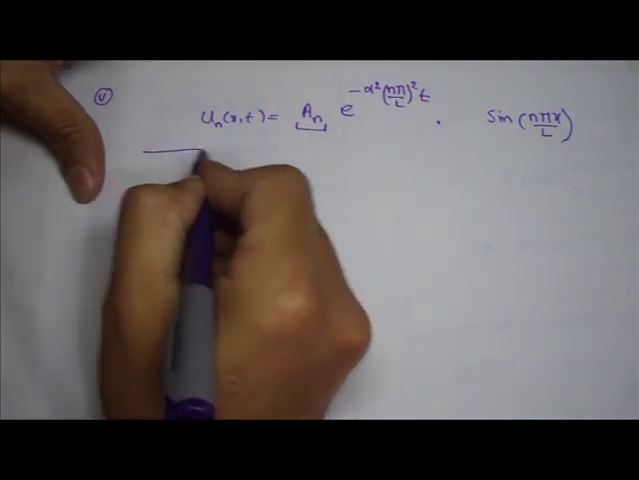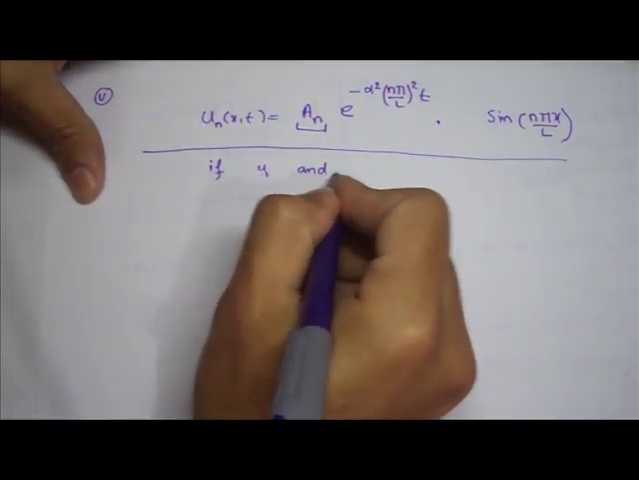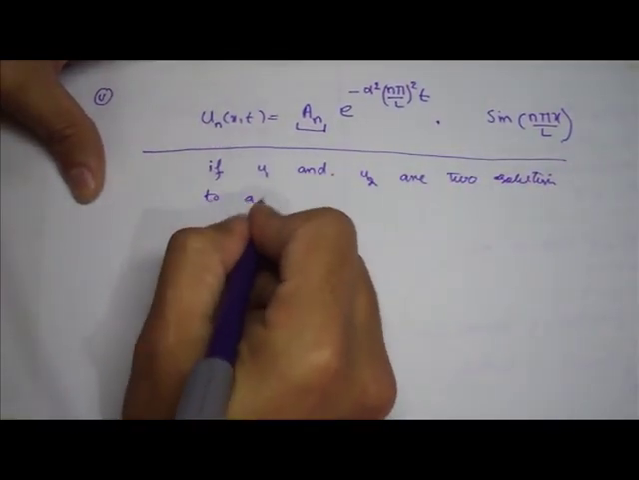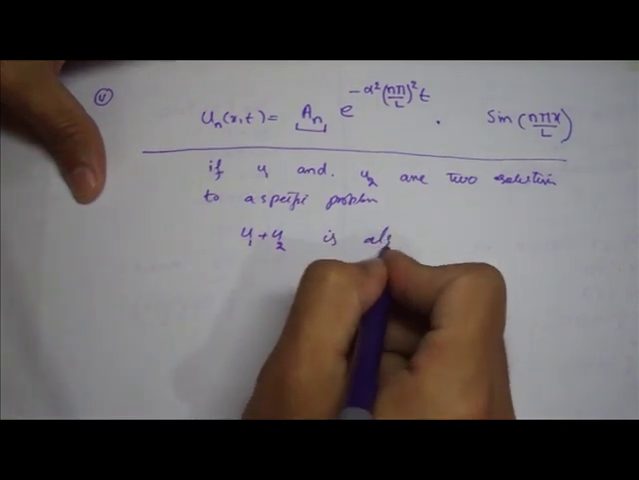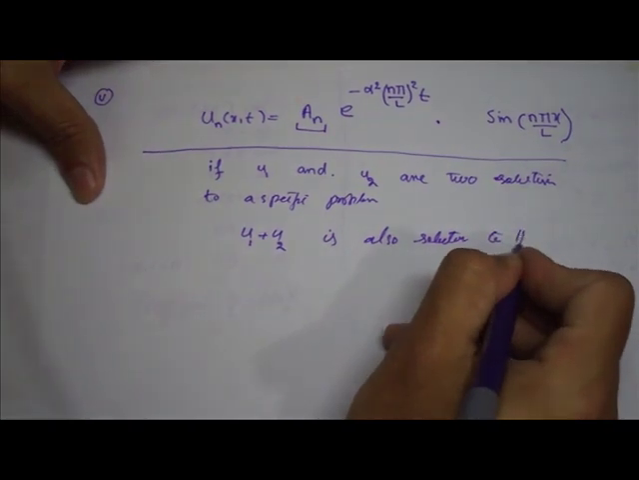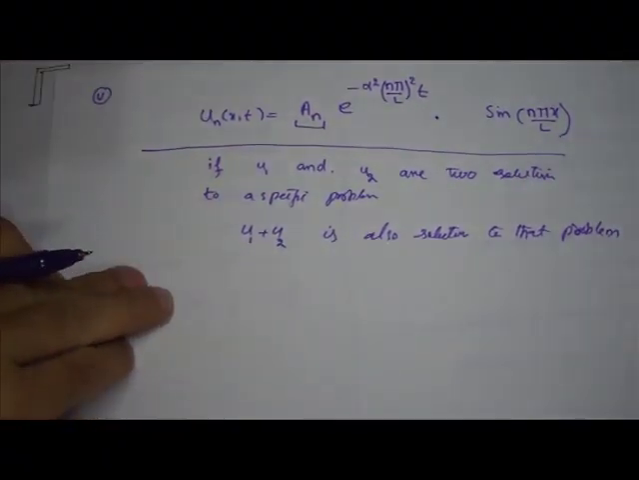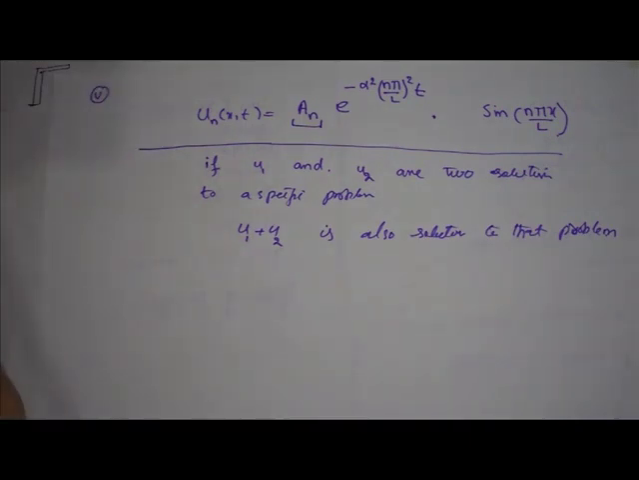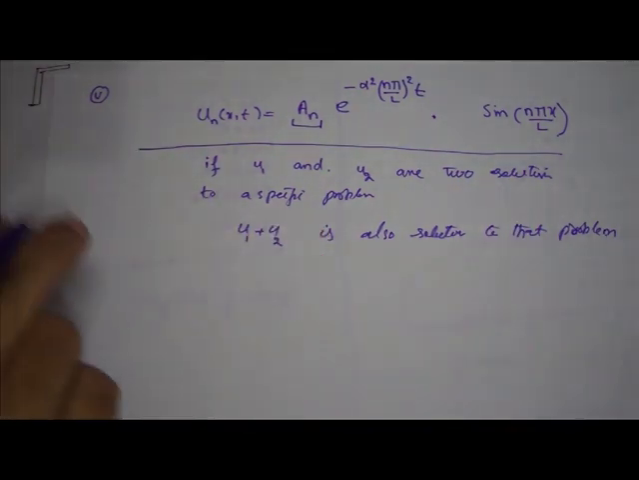Now recall the superposition principle for ordinary differential equations. The superposition principle says that if u1 and u2 are two solutions to a specific problem, then u1 plus u2 is also a solution to that problem. This principle holds in linear differential equations, so it is also applicable to partial differential equations. It means if for a given partial differential equation we have two different solutions u1 and u2, then the sum of these solutions is also a solution to the PDE. So we have infinite solutions.